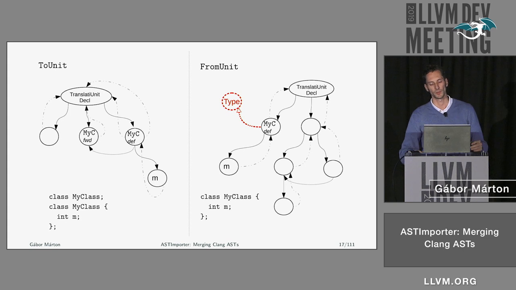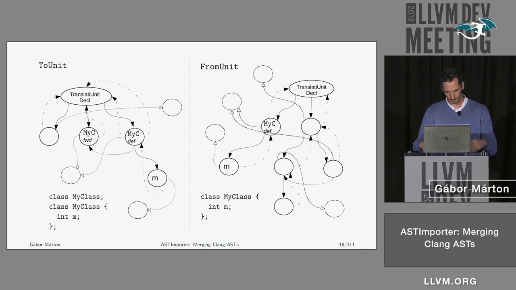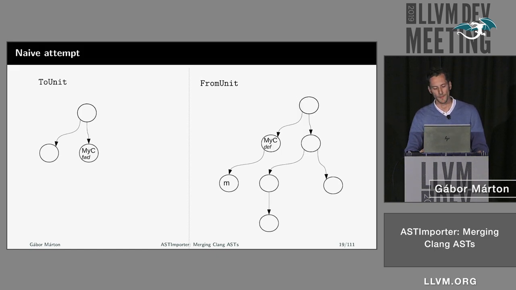Now, if we do that to every node in the AST, then we are getting a bit more complicated network. So there's also another thing, type information. We store type information in the AST as well, and almost every declaration has a type node attached to it. So finally, we are getting a huge network with a lot of interconnections between the nodes. Now, the question is, could we just simply connect these ASTs together by simply setting pointers from one AST context to another AST context like this? So let's see.